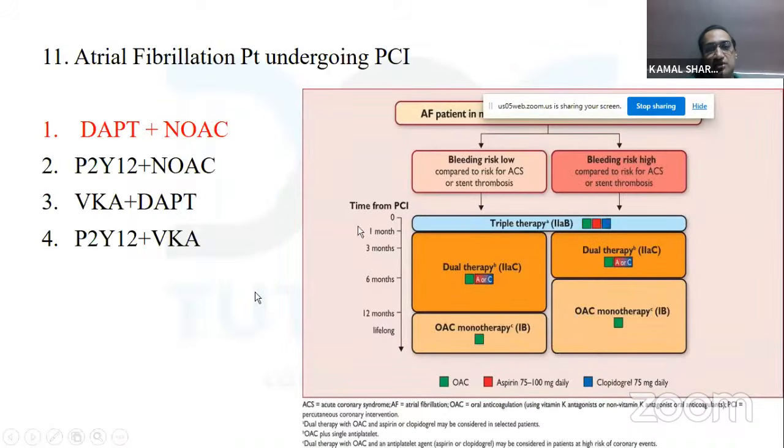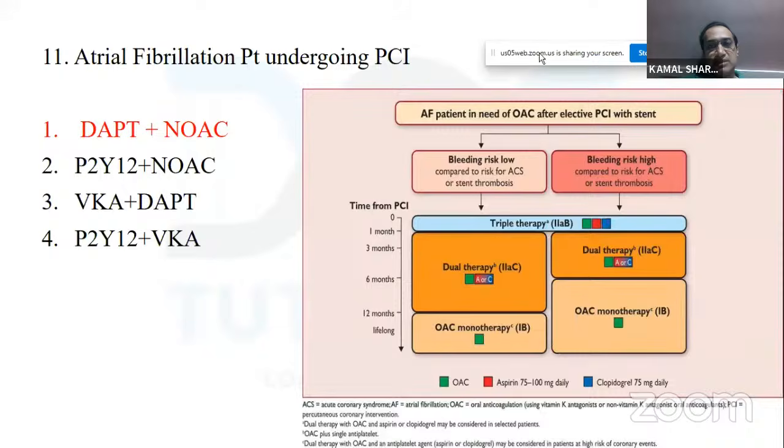This was another question. Again, there was some confusion. Some of the students were wondering. If the question is the way it is recollected, what would have been important is to know when the atrial fibrillation patient is undergoing PCI. What you could have thought of is whether the patient had high bleeding risk or low bleeding risk, plus whether the patient had ACS or no ACS. But because the question is framed in a fashion that the patient is undergoing PCI right now, it doesn't change.